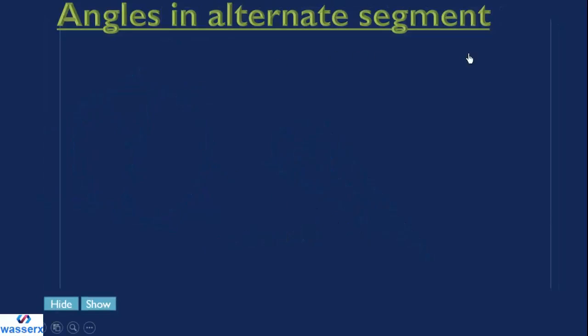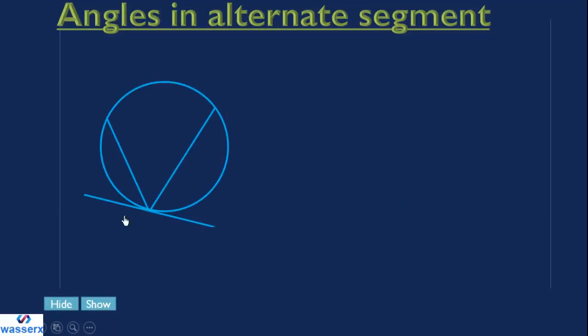Now, angles in alternate segments. If you have 2 chords that are meeting a tangent, we can connect a third chord so that we can form a triangle like this. Now, the angle over here, angle A, that the chord makes with the tangent is equal to the angle in the opposite segment, which is in the interior of the triangle. And also the angle over here is equal to the angle in the alternate segment.